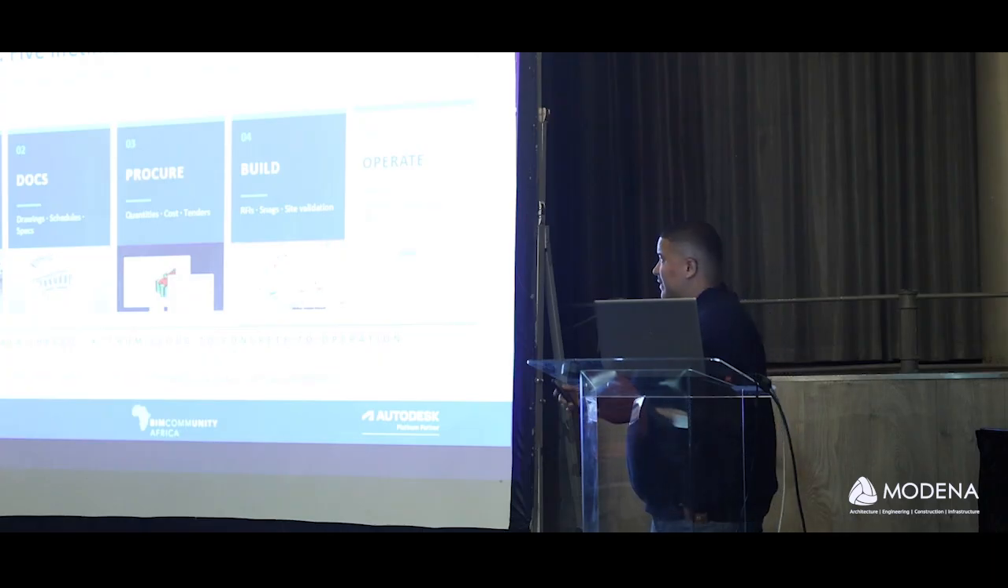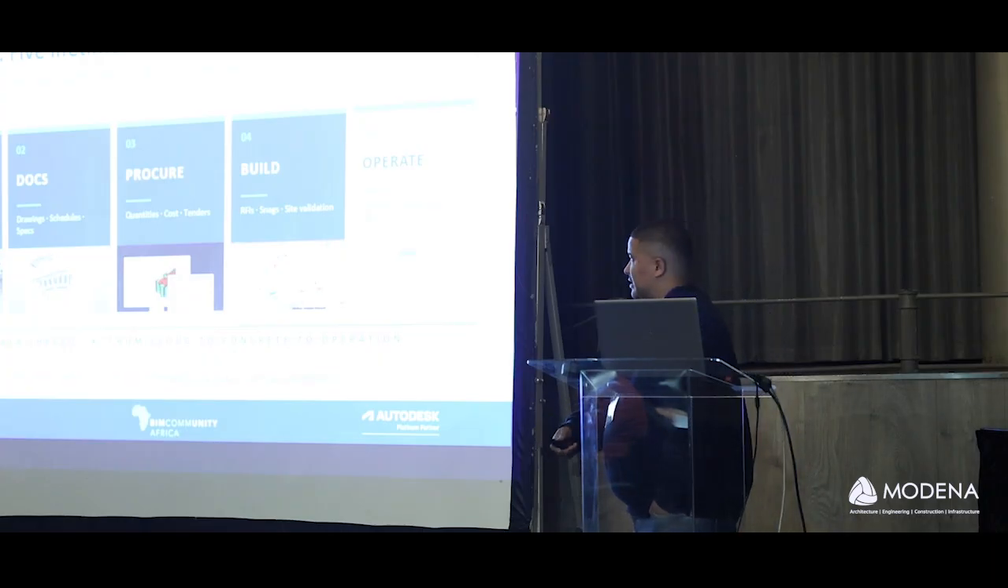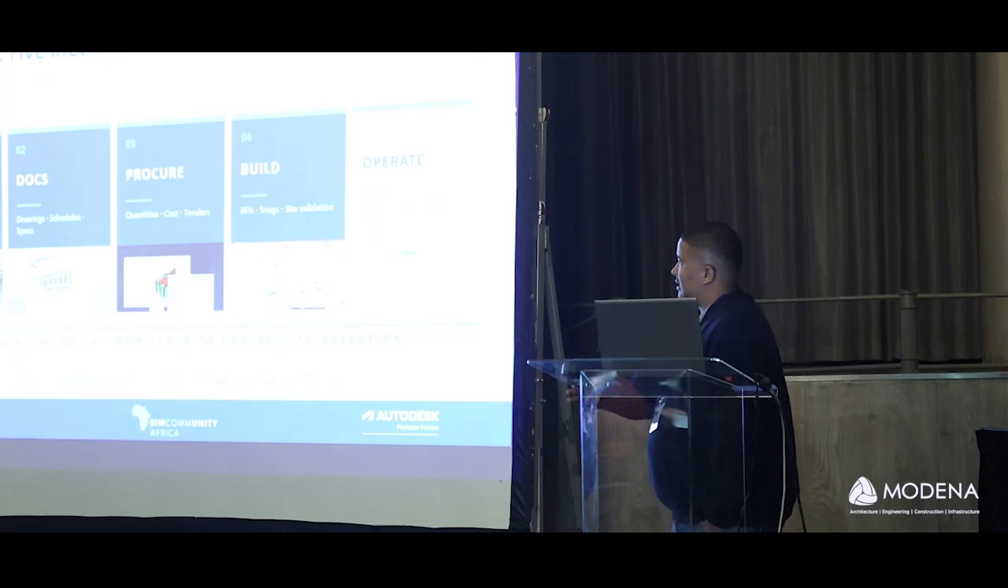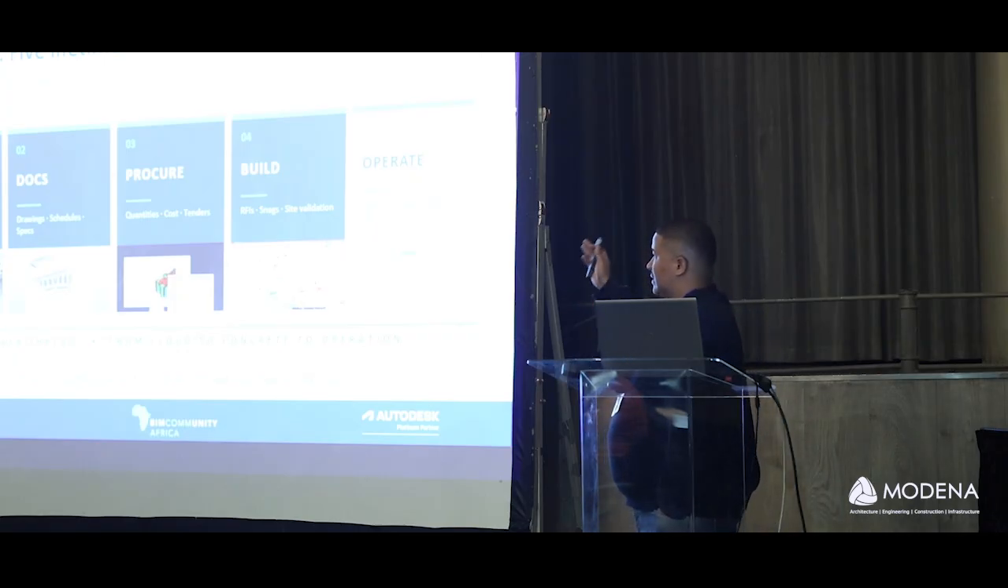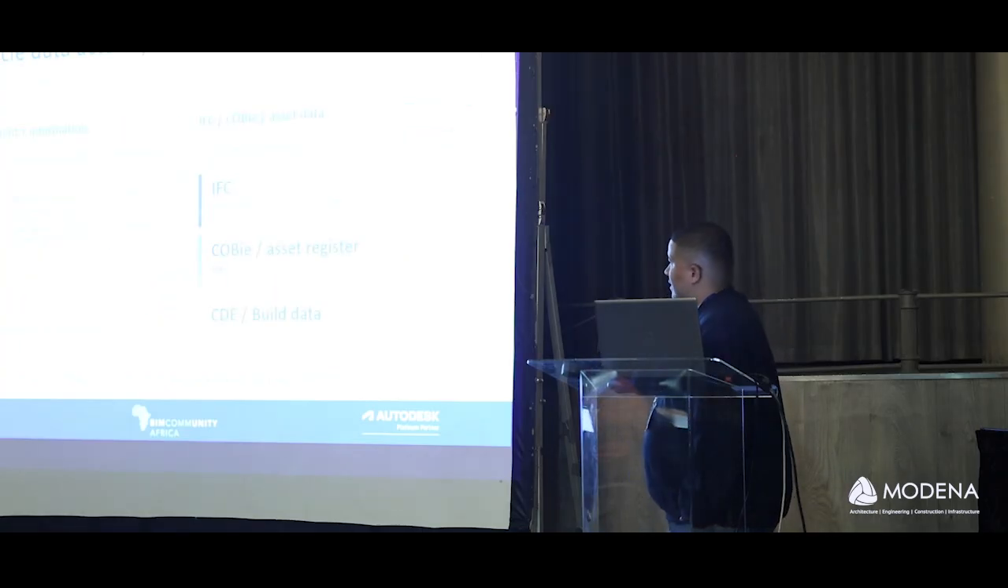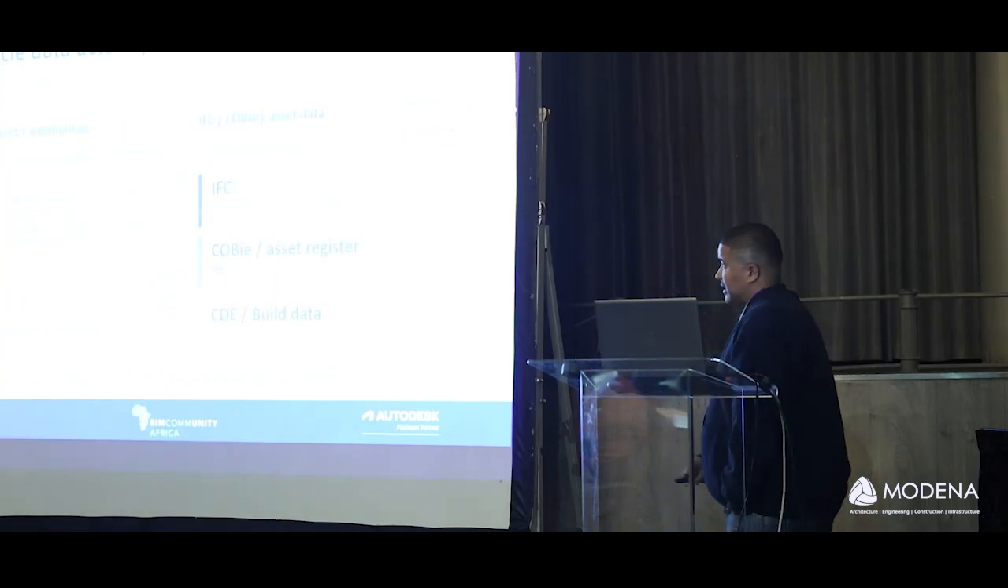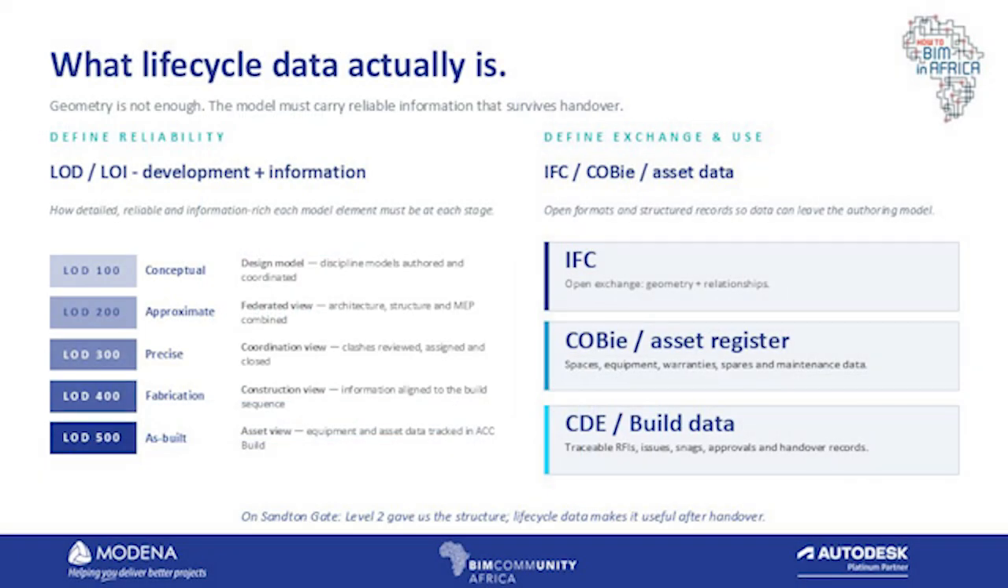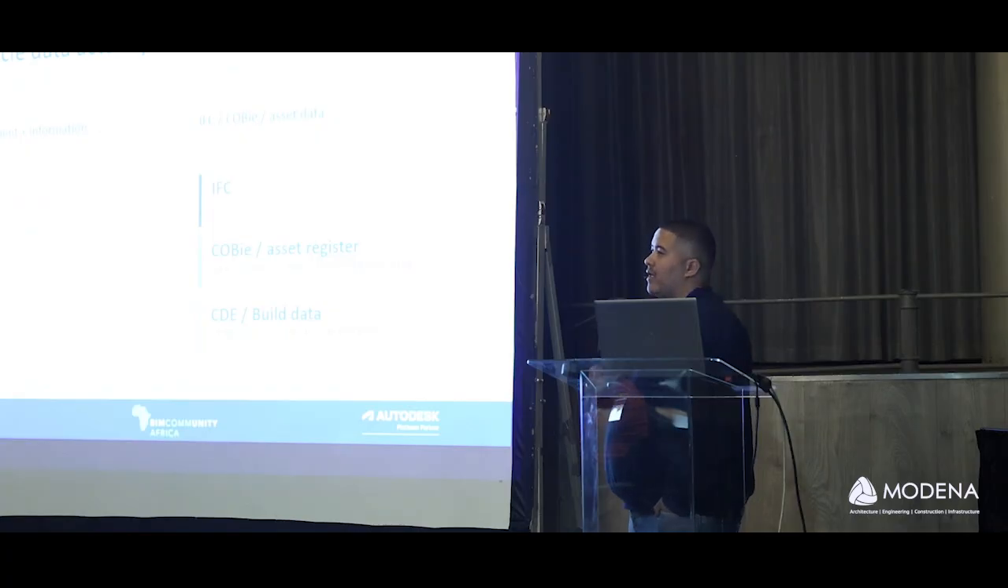So from design, you're looking at the coordination, visualization, from docs, the information exchange, to the procurement, to construction, and then operation. So what does that actually mean? We had to define the LODs, the reliability of the model, from concept, LOD 100, to LOD 500. At this instance, Sandgate, for example, was sitting at LOD 300, which indicates that the dimensions are correct and we can fabricate.